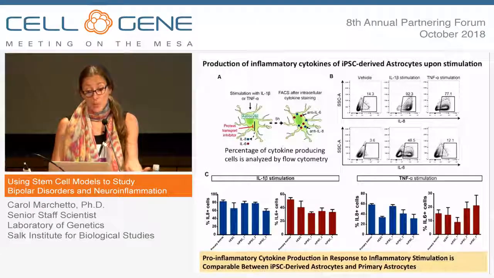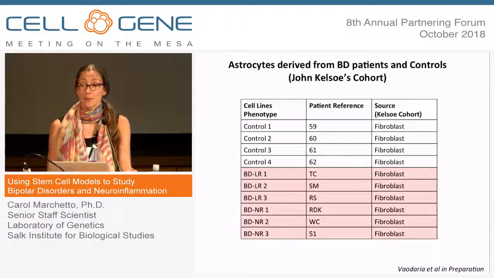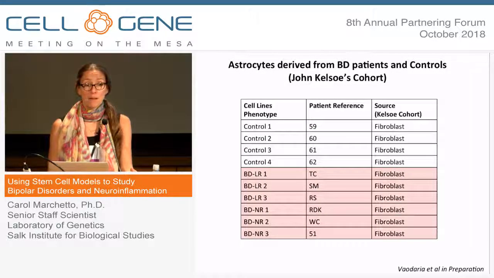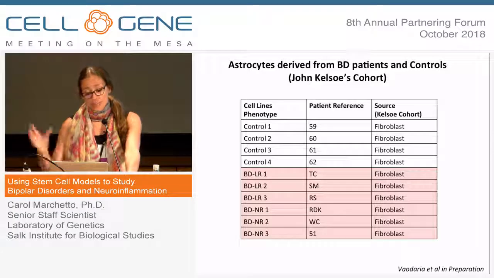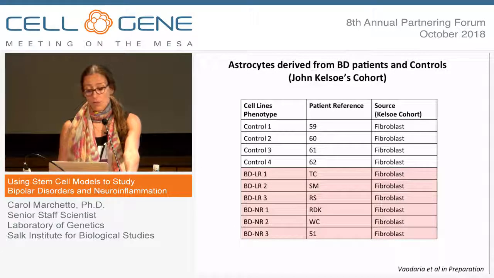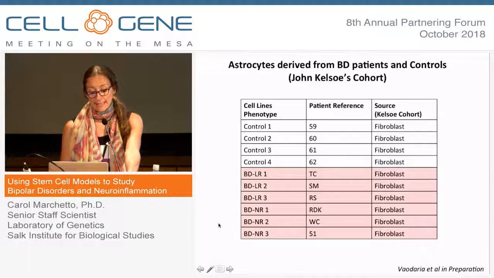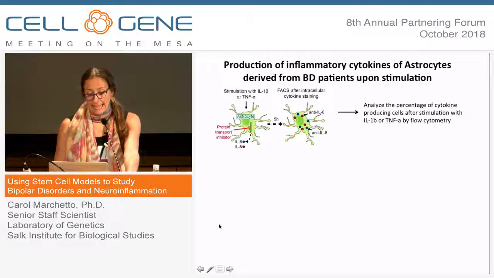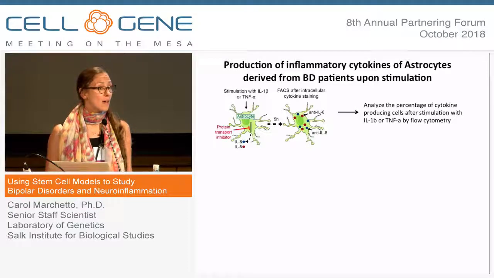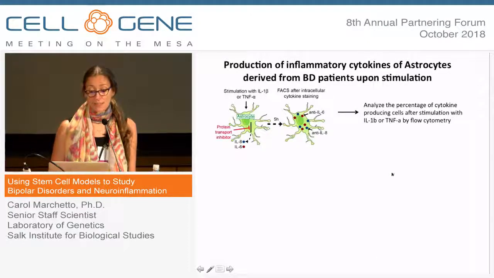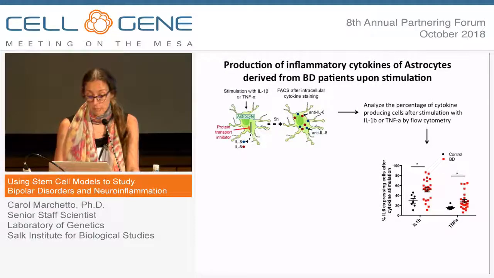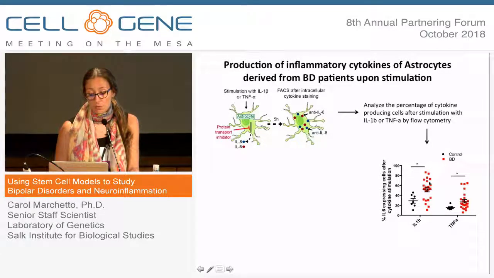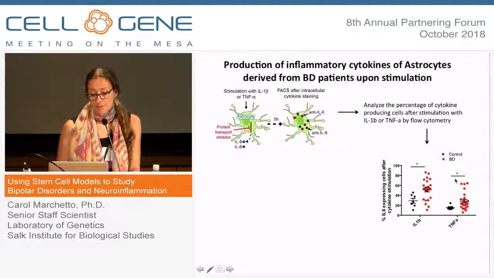And then we wanted to apply that protocol to our patient cells derived from bipolar patients and controls. We used our initial cohort from John Kelso comprised of 4 controls and 6 bipolar patients. And we performed the same cytokine assay with those cells, and we analyzed the percentage of cytokine-producing cells after stimulation with either IL-1 beta or TNF-alpha by flow cytometry. And here we detect an increase of IL-6 expressing cells after treatment with either IL-1 beta or TNF-alpha.